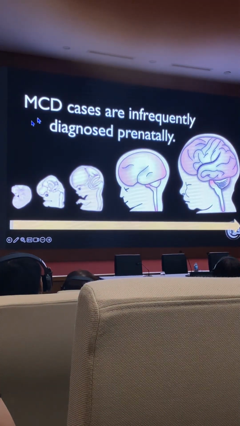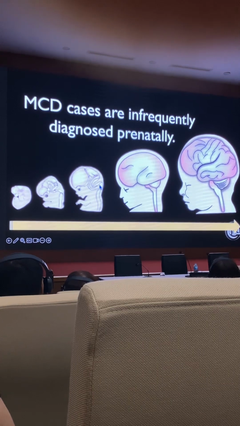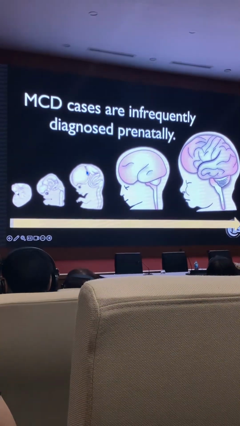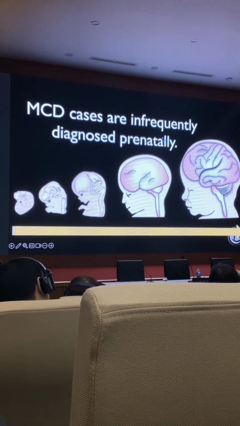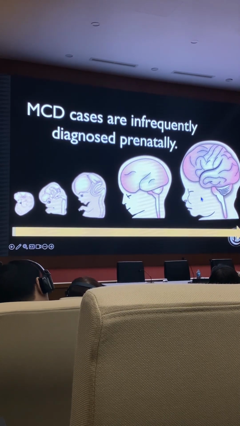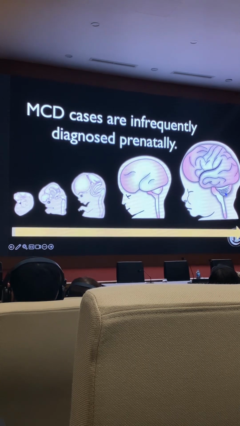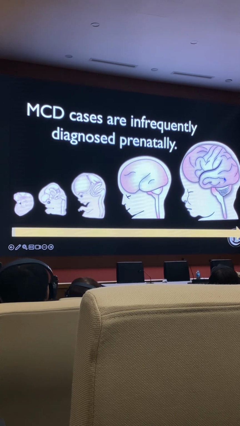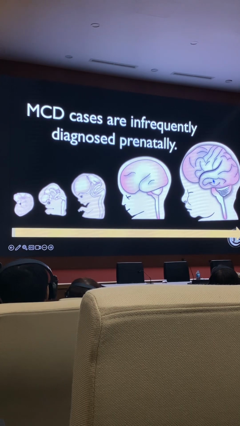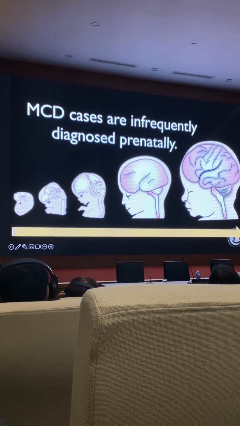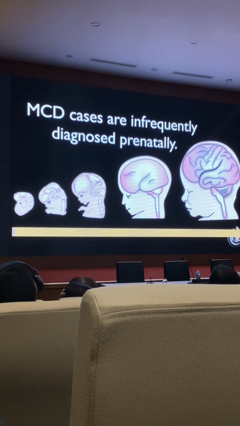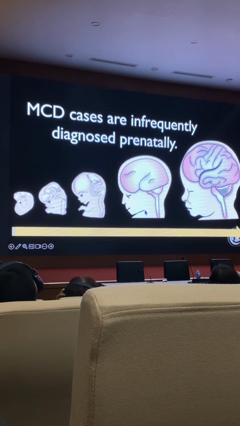So MCD cases are not so frequently diagnosed prenatally. Why? Because those gyri and sulci can be seen by ultrasound or MRI or any imaging devices only after 28 weeks of gestation. That is very late pregnancy, late gestation. So it is quite difficult to see the gyration, of course, here.